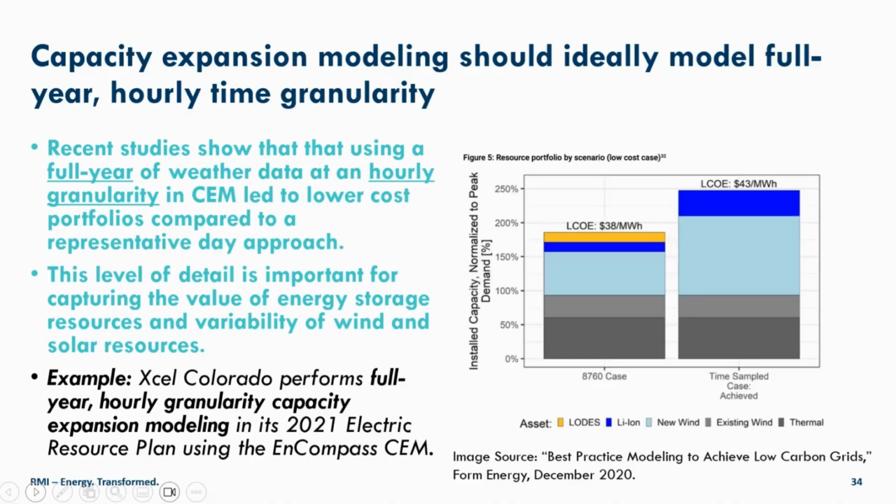This isn't something that's just happening among academics. Utilities are starting to use this approach as well. Xcel Colorado, in their 2021 Electric Resource Plan, which is their version of an IRP, used hourly granularity in their capacity expansion modeling.